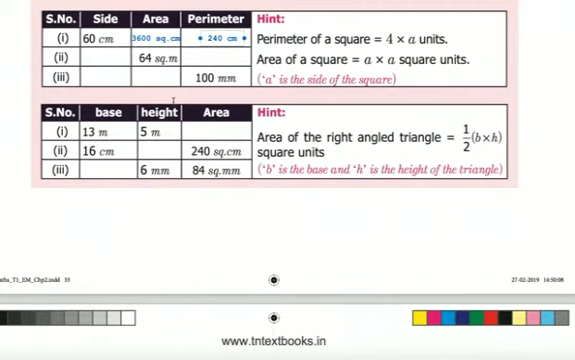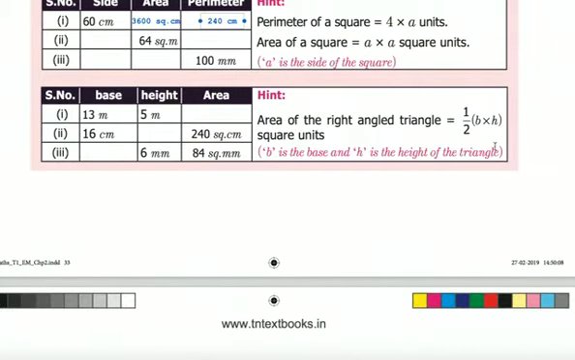Simple algebra. Area of the right angle triangle is half of base into height. 13 is base, 5 is height, so 13 into 5 is how much? 65. 65 by 2.